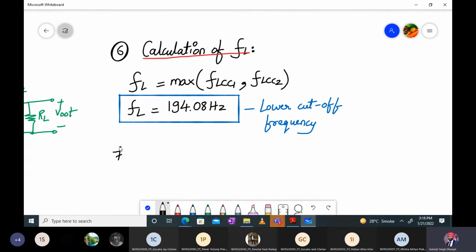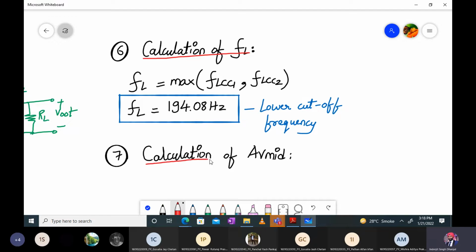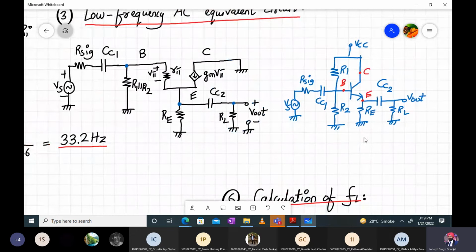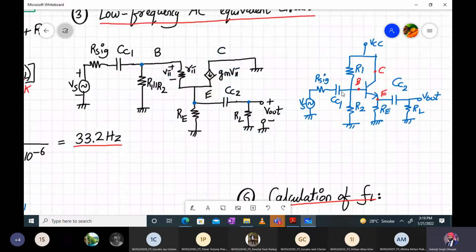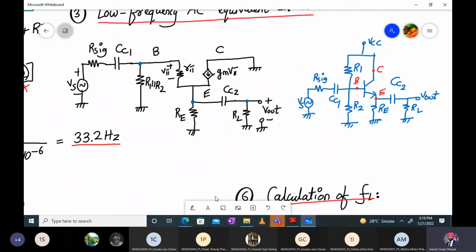the next step is the calculation of AV mid. How will we proceed with the calculation of AV mid? For AV mid, the circuit will remain the same over here, but the only thing is your capacitors will be replaced by a short circuit.